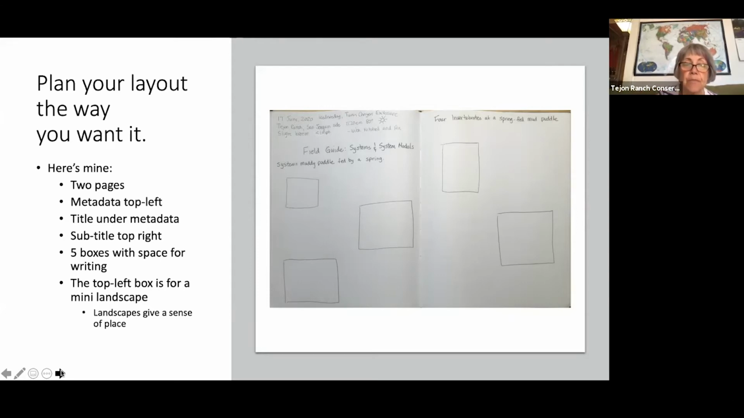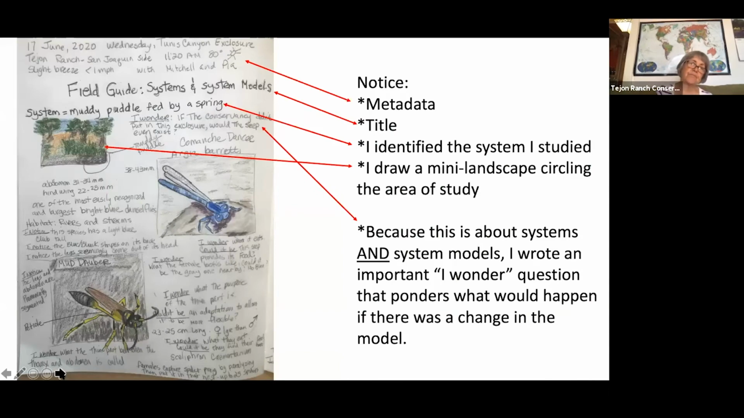Okay, so take a look at what came out of this. The left side is where my metadata is and my title. Notice that the metadata is on the top. The title: Field Guide, Systems and System Models. So I'm identifying what it is I'm studying today in terms of the approach that I'm taking. And then I include as well what system I am studying. So I'm studying a muddy puddle that's fed by a spring. Then I include my mini landscape, and notice I circled the area that I was actually studying within that habitat.